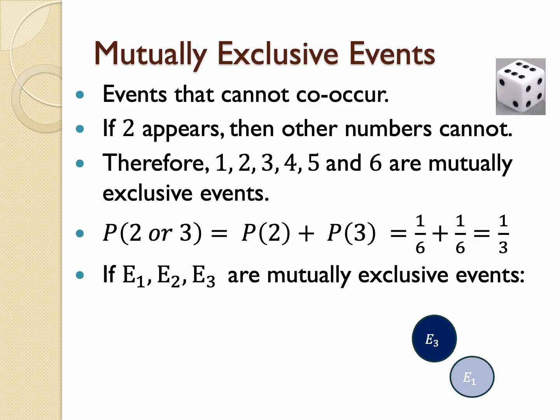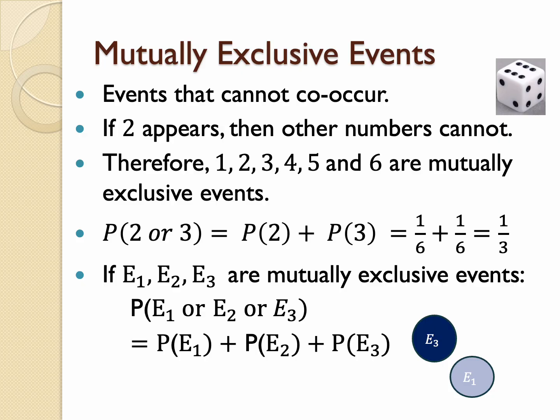In general, we can say that if E1, E2, and E3 are 3 mutually exclusive events, then the probability of any one of them occurring in the next trial, that is, any one of them appearing, we are considering any of the 3 possibilities together, will be the sum of their individual probabilities. So this is in line with the earlier example that we have seen.